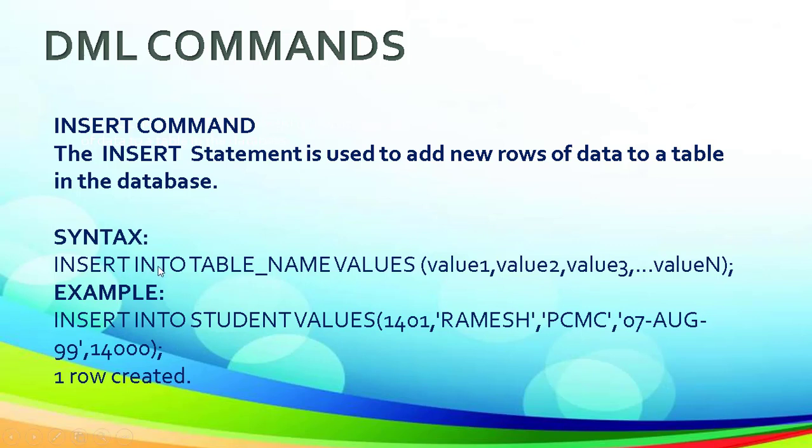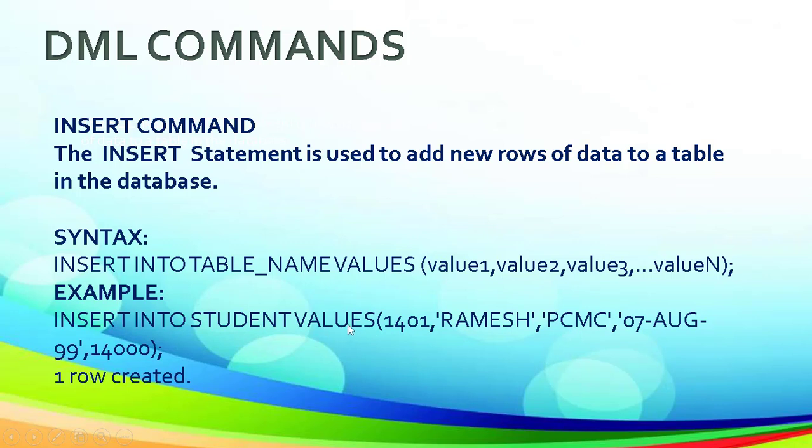So insert into table name, values, value 1, value 2, value 3, value n. These values have to be opened with a round bracket and closed with a round bracket and end with a semicolon. Insert into is a keyword, values is a keyword, table name is the name given to the table where the data has to be inserted. Insert into student, that is student is a table name. Inside the student table, you are going to insert these values.